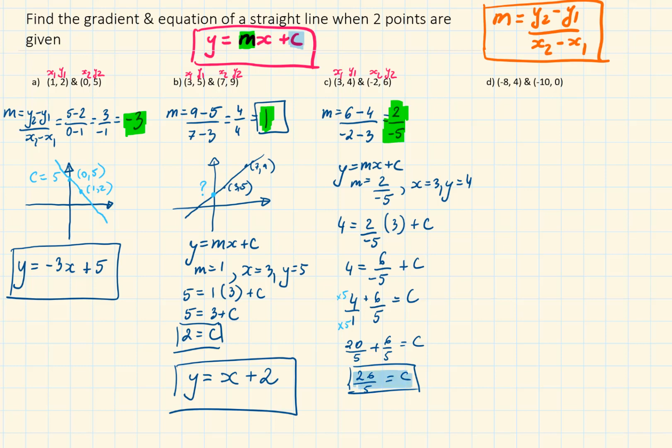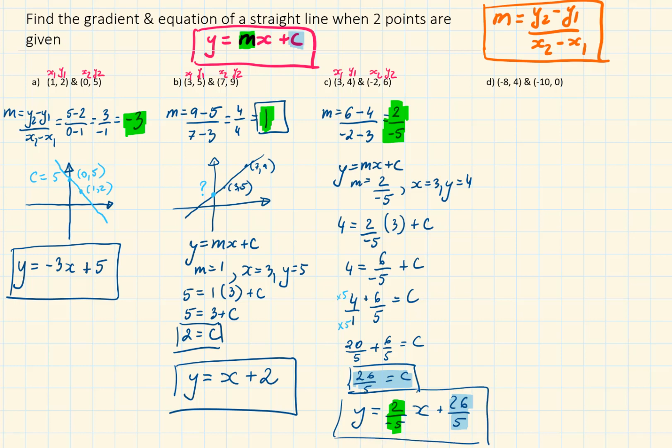So the next step is just write it in the equation of the straight line. So y is equal to, the gradient is 2 over minus 5 x plus 26 over 5. And notice the only two things that are fixed is the gradient and the y-intercept. So we've got the y-intercept and we've got the gradient. The x and the y are variables, so they stay as x and y. So here it is, final answer.